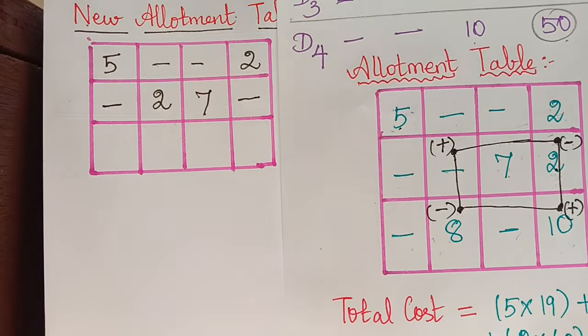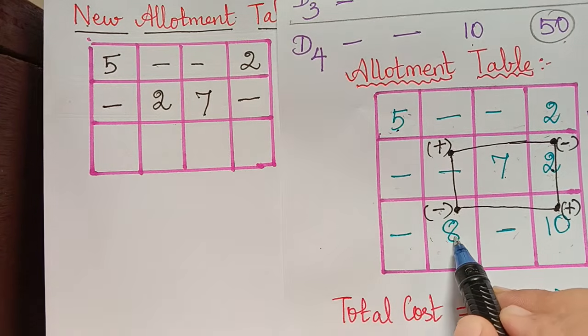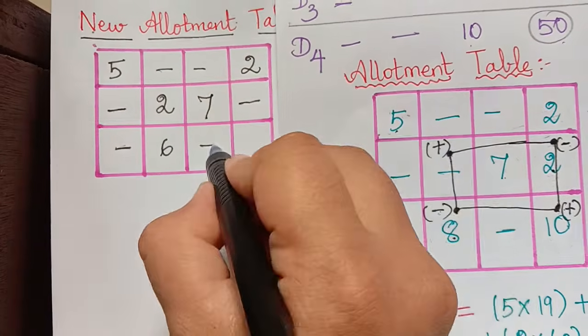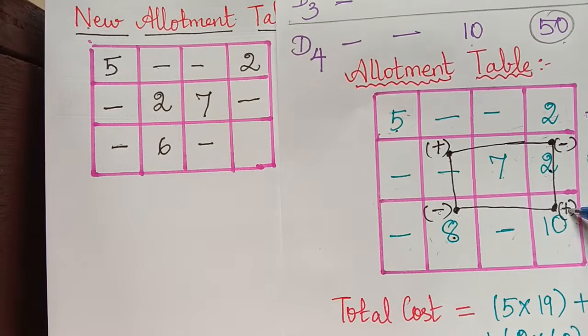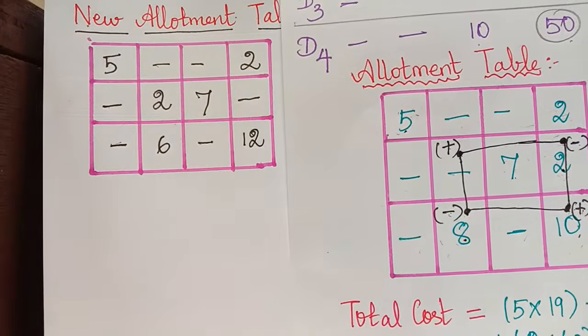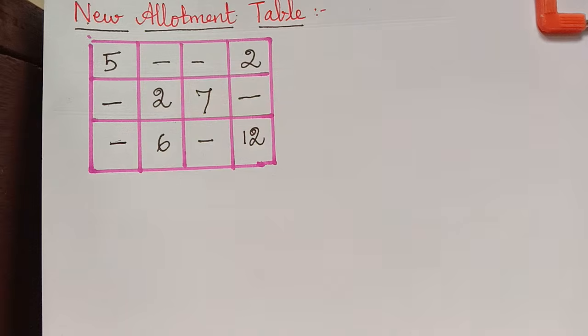And then after that, here it is minus. So 8 minus 2, which is 6. And this is hyphenated, and here we have plus. So 10 plus 2 will be 12. So this is our new allotment table. And this allotment table is obtained by adjusting the allocation by drawing a loop.